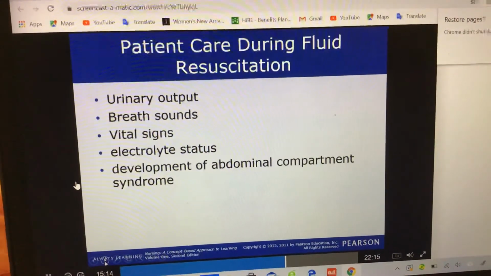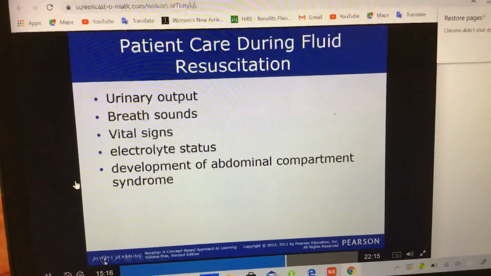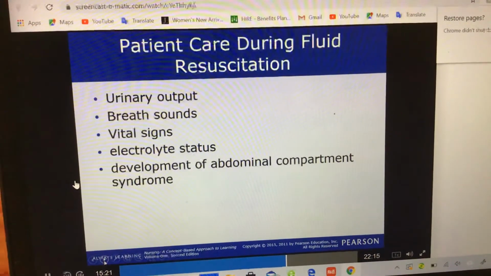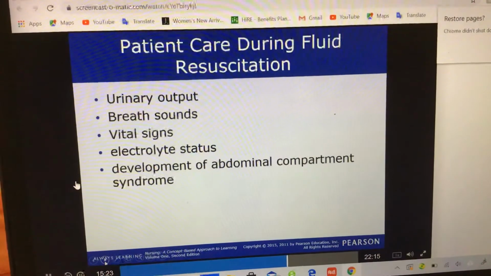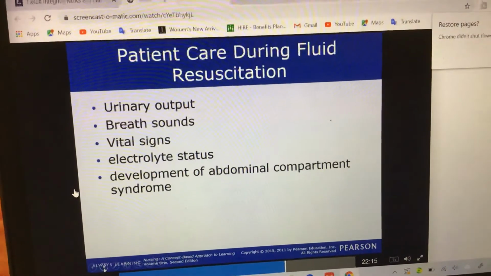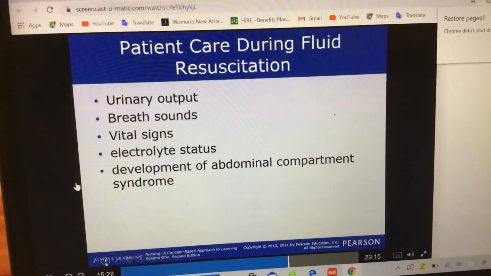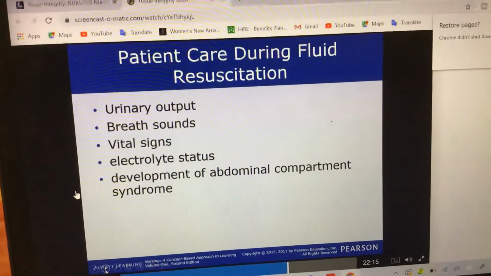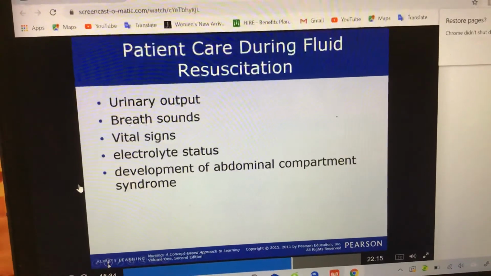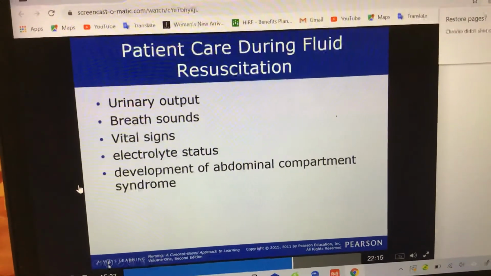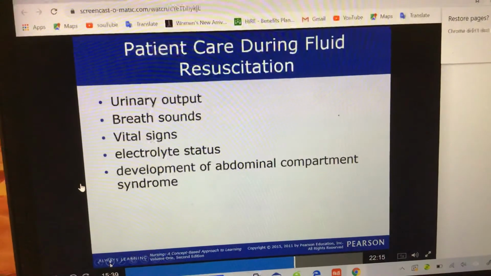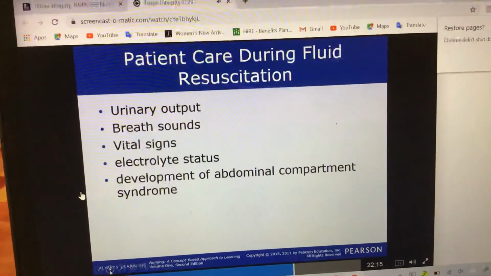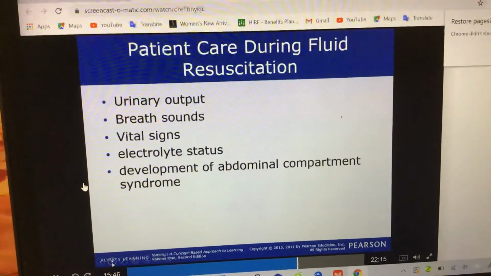A complication of excess fluid resuscitation is the accumulation of abdominal fluid resulting in a high intra-abdominal pressure, which puts the patient at risk for developing abdominal compartment syndrome. The patient's bladder pressure should be measured via the patient's urinary catheter. Intra-abdominal hypertension occurs when bladder pressure exceeds 30 millimeters of mercury.